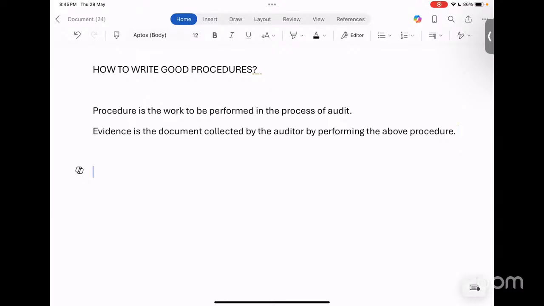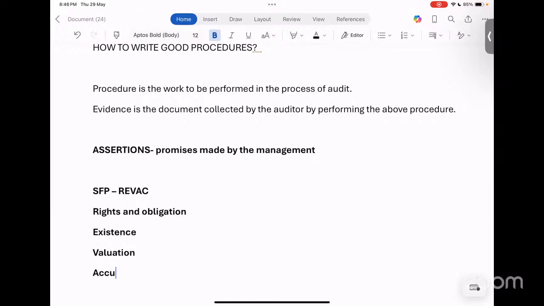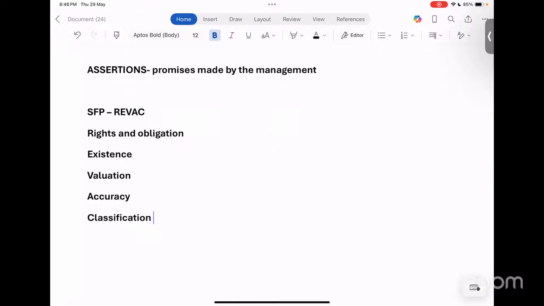So when I'm writing procedures, I should know why I am doing that certain procedure. So I am checking certain assertions. What are assertions? Assertions are promises made by the management, right? That's what I mean by assertion. Now, these promises, if I talk about the promises made for the statement of financial position, they are the REVAC, where we talk about that for a particular asset and liability, there is an existence of rights and obligation. That's what R stands for. E stands for existence of asset and liability. V stands for valuation. A stands for accuracy. Then C stands for classification, right? So this is what I mean by REVAC. This is the assertion that I have for the balance sheet.